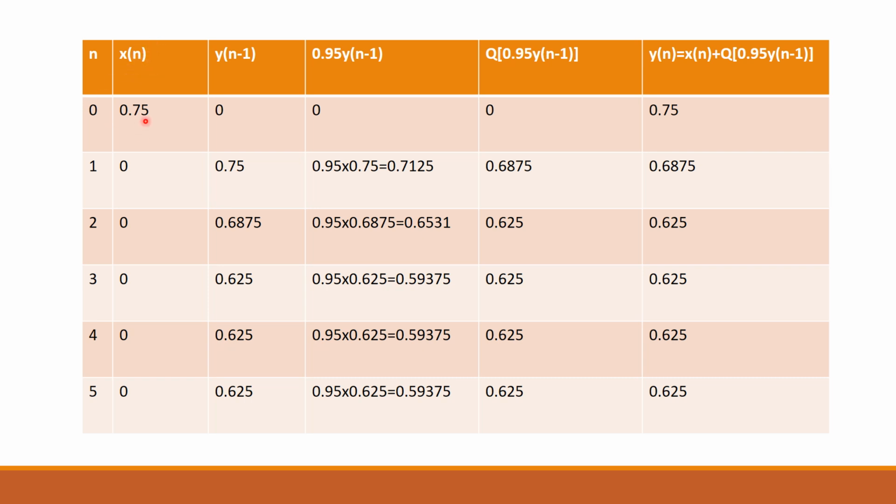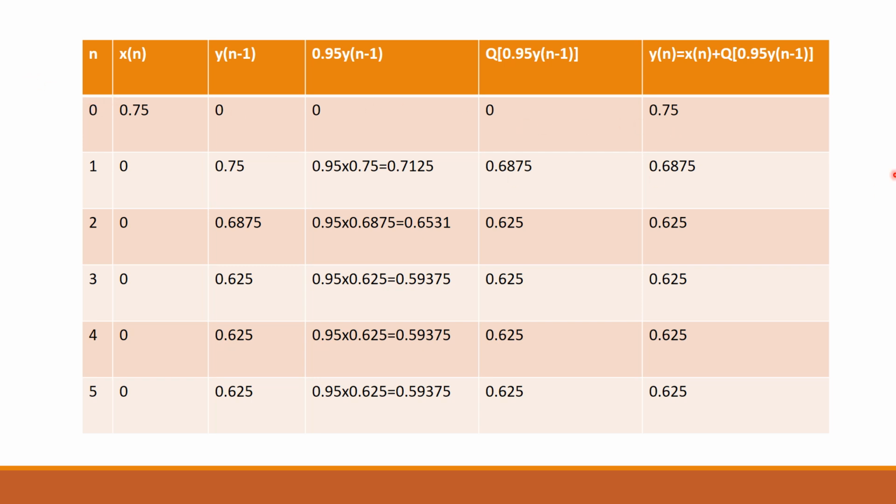Then when n is equal to 0, y of minus 1. For negative values of n, y of n value is assumed to be 0. So y of n minus 1, that is n minus 1, is nothing but the previous output. Its value is considered as 0. Now 0.95 into y of n minus 1 is 0. Then again we are quantizing it, so you'll get 0. Then what will be y of n? y of n is equal to x of n, 0.75, plus this quantized value. So you'll get 0.75. So first iteration over, that is for n is equal to 0, this is the answer.